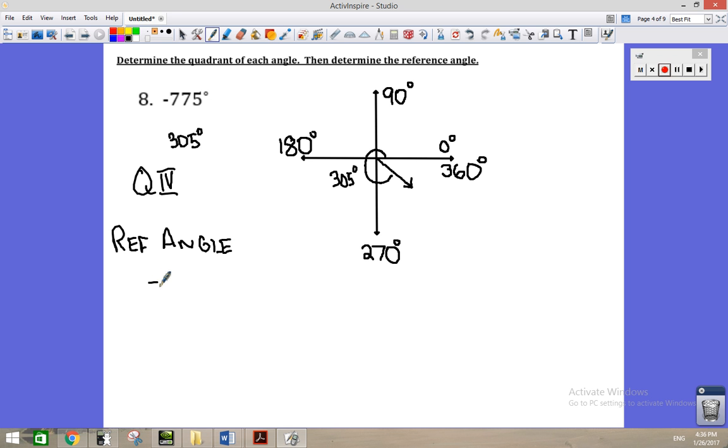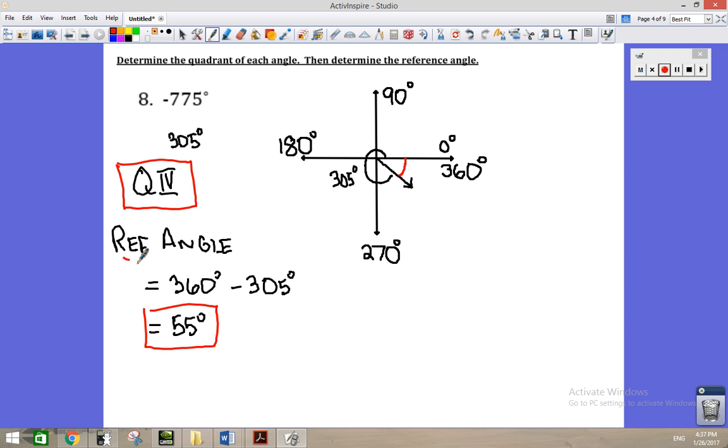So in this case, it's 360 minus 305, which should be 55 degrees. So my reference angle is an acute angle. It's between 0 and 90, and it is the angle that is from my terminal side to my x-axis, the smaller angle. If you're in quadrant 4, it will always be 360 minus that quadrant 4 angle. So this is one answer. This is the other answer for the reference angle.